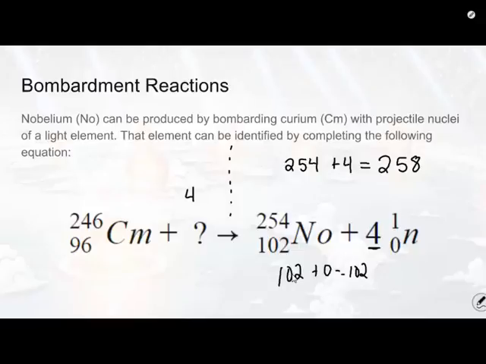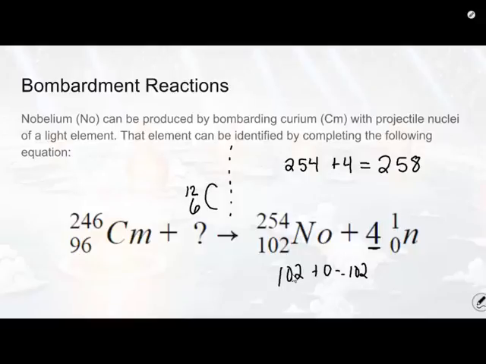And I actually did this top one wrong, sorry. This should have been a 12. Double checking my work there. And we have 102 minus 96, and we get 6. So if we're going to look on our periodic table for element 6, element 6 happens to be carbon.